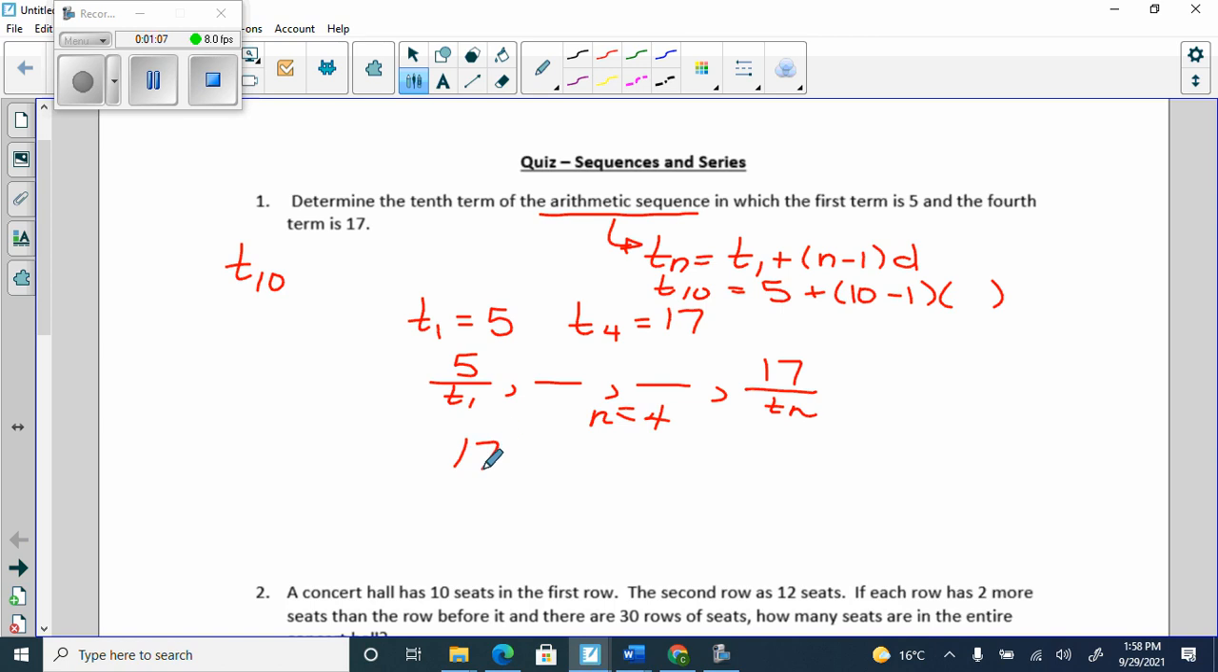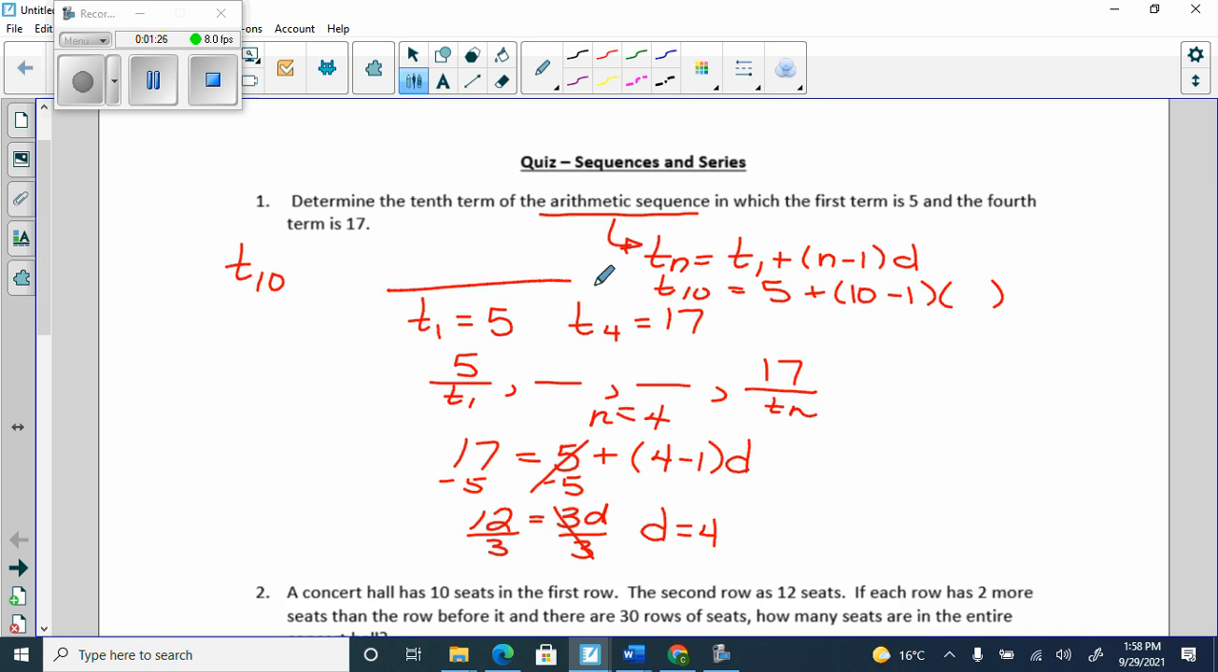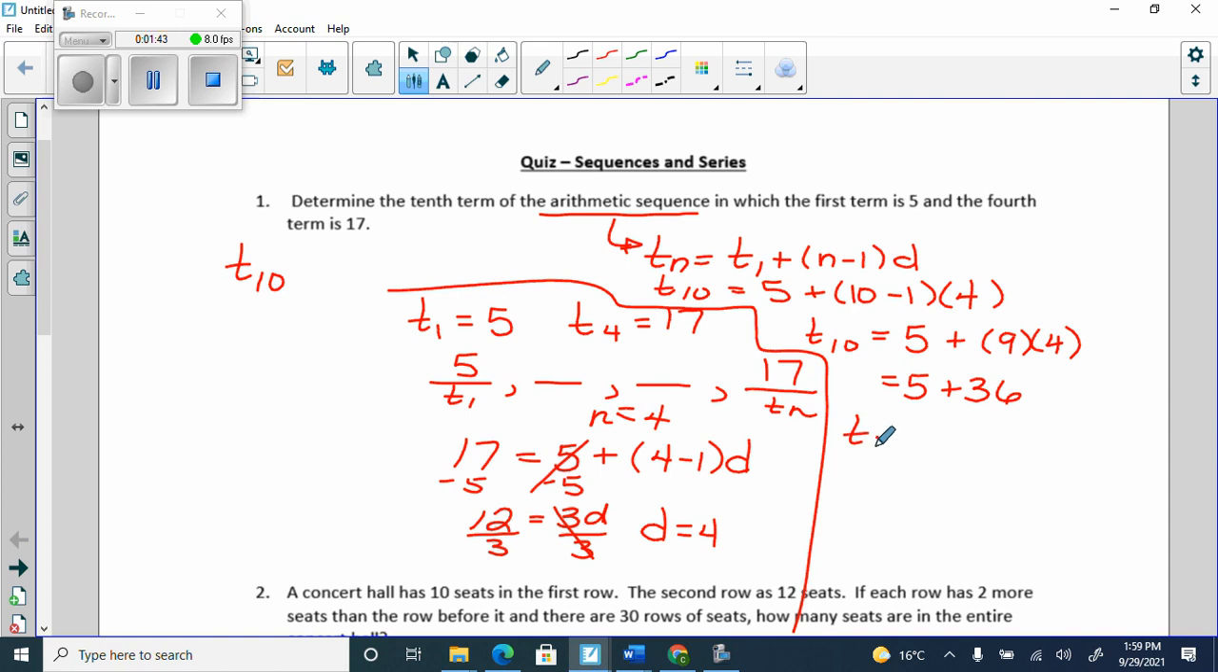So I get 17 equals T1 plus n minus 1, and then d. Subtract 5. 12 equals 3d, divide by 3, and d equals 4. So now that I actually have d, I could plug it into my formula. So I get T10 equals 5 plus 9 times 4, so it equals 5 plus 36. So T10 equals 41.